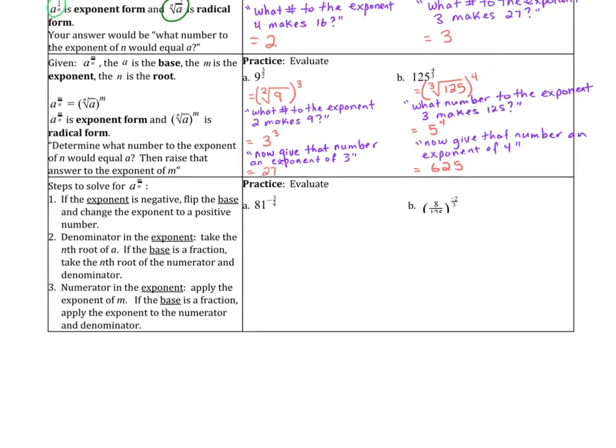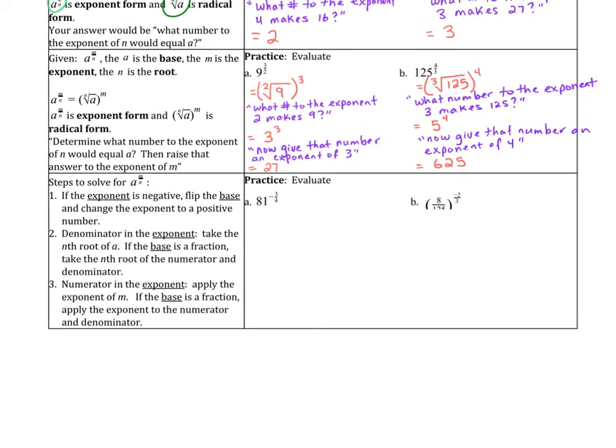The last part we're going to be looking at is not only a fraction exponent, but also a negative exponent. So first thing I need you to do is just make sure that it reads 125, because mine was cut off.